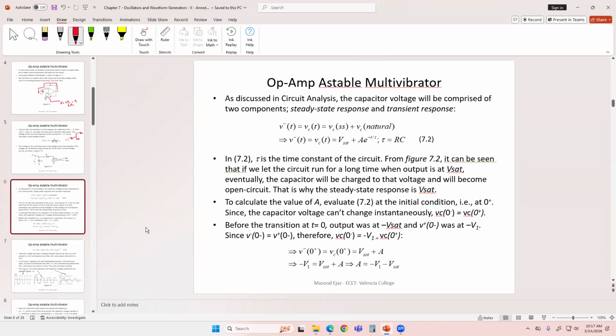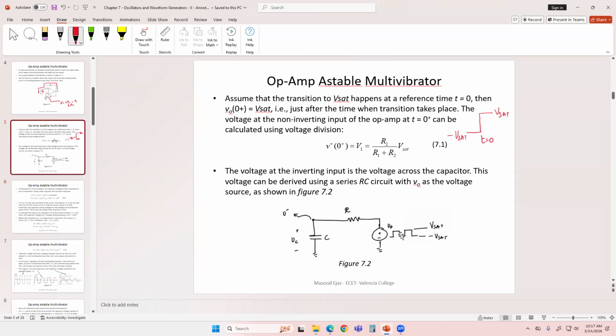So if you run this circuit for a very long time, and the output is at VSET, then the capacitor is going to become an open circuit, and it is going to be at the same voltage as the output voltage, which is VSET. So the capacitor's steady state voltage and the output voltage are going to be the same after the capacitor is fully charged.